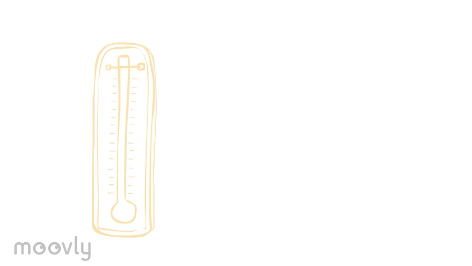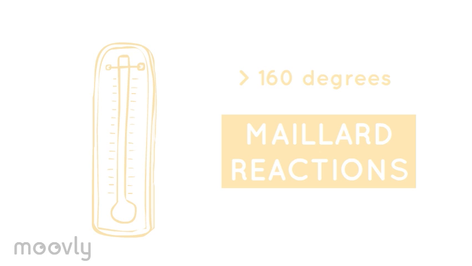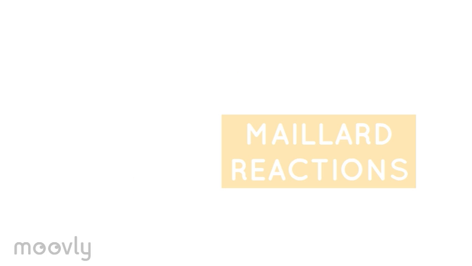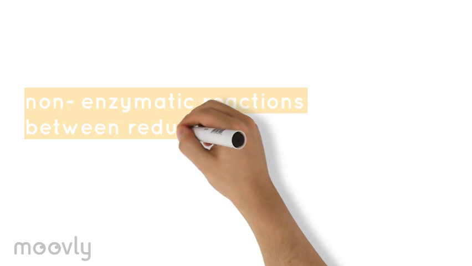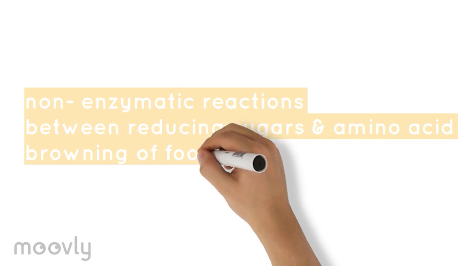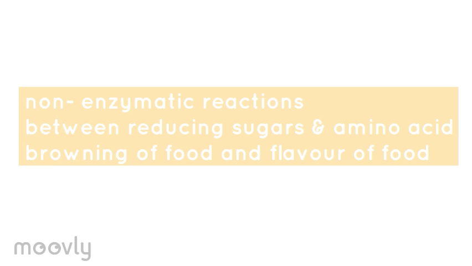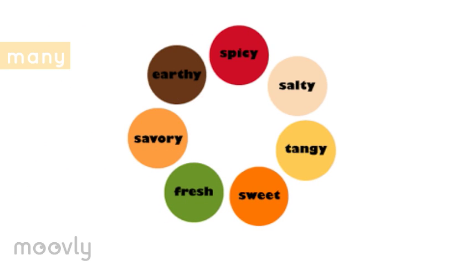It undergoes many chemical reactions at temperatures higher than 160 degrees Celsius, mostly with amino acids, called Maillard reactions. Maillard reactions are non-enzymatic reactions between a reducing sugar and an amino acid that result in the browning of food and the flavor of certain foodstuffs. This reaction can also produce many different kinds of flavor compounds.